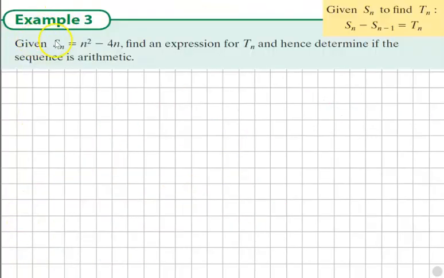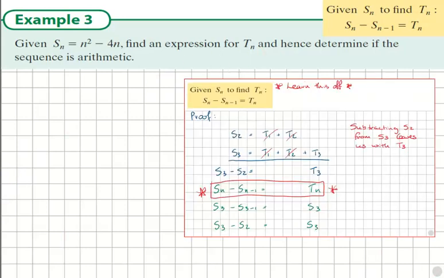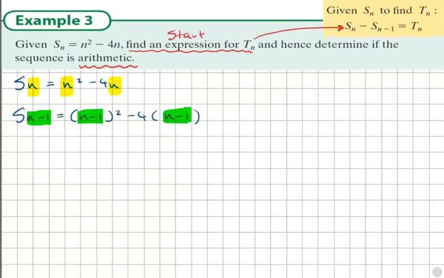Example 3. Given Sn equals n squared minus 4n, find an expression for Tn and hence determine if the sequence is arithmetic. So hence means using what you found at the start of the question. So just a reminder, we're going to use the rule from this proof to work out this question. So Sn is equal to n squared minus 4n. So that was given in the question. So we know that we need to work out Tn, and we've been given Sn.